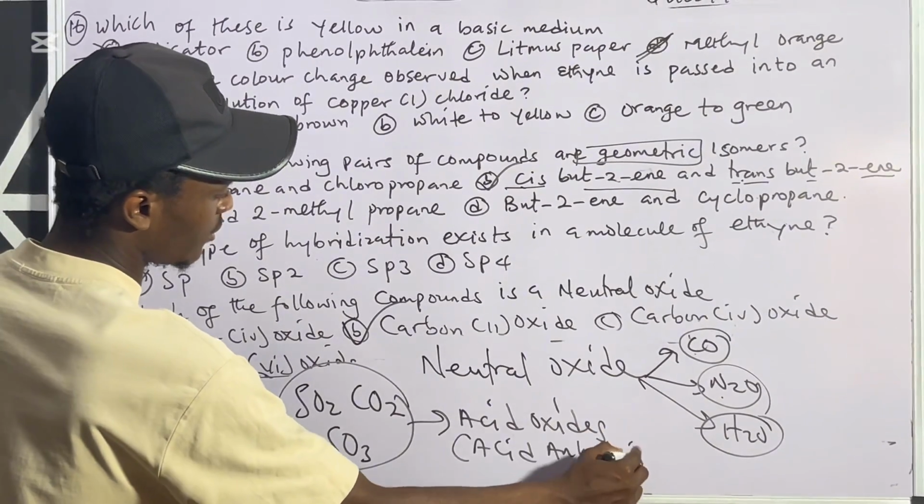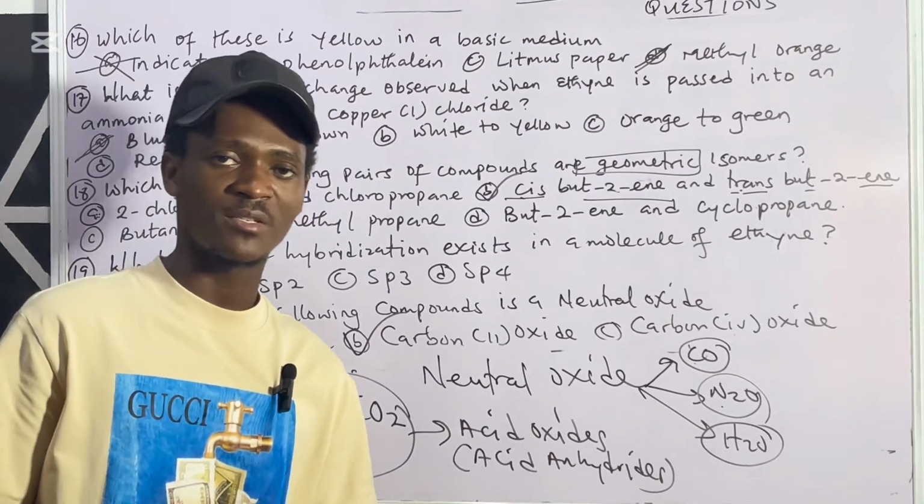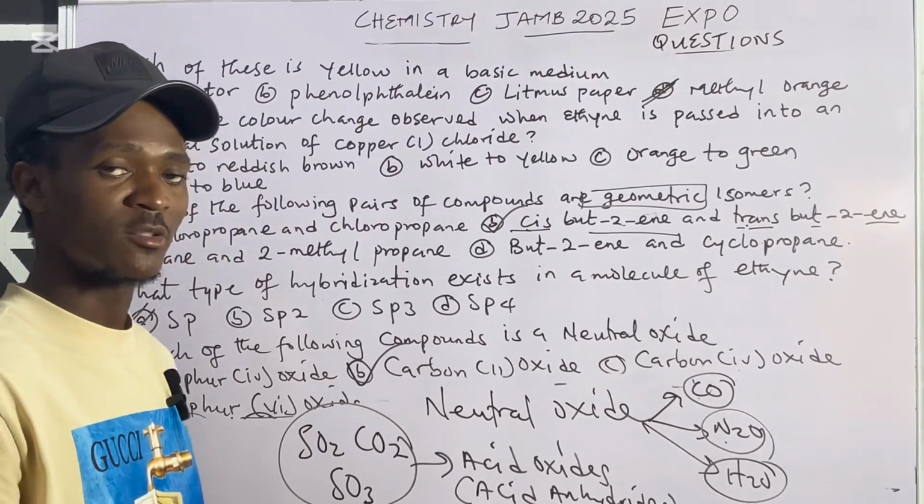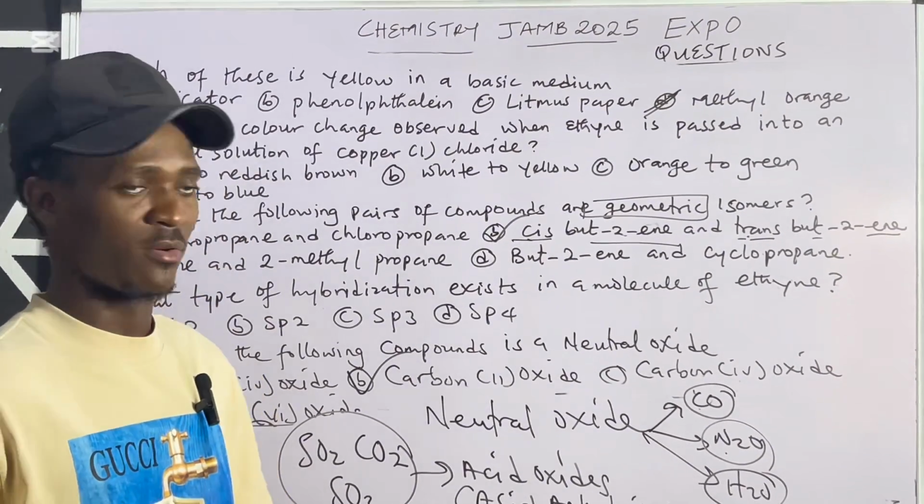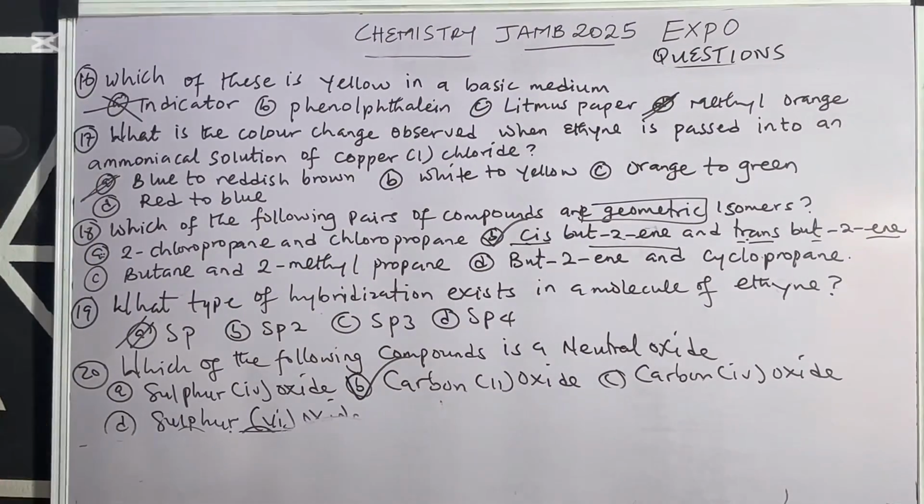All right. So when you read up oxides, you tend to know that we have 5 types. We have the acid oxide, the basic oxide, the neutral oxide, the amphoteric oxides, and the peroxides. So let's quickly look at the next question.